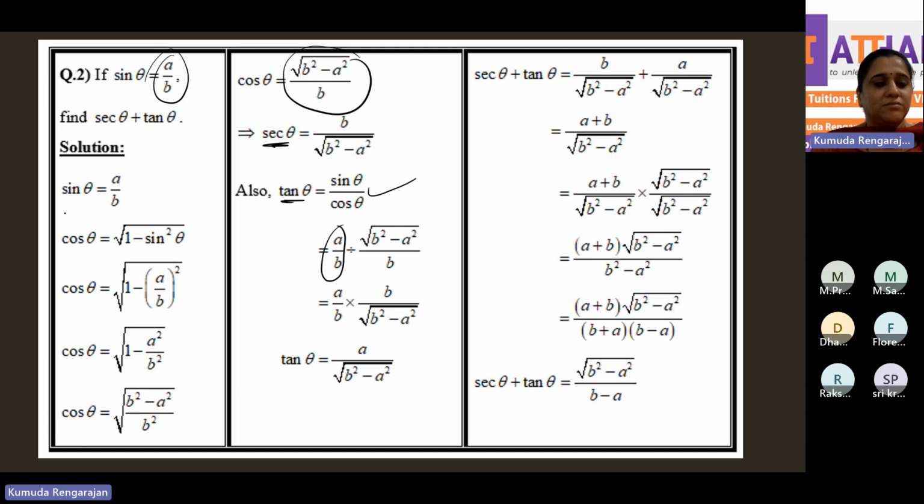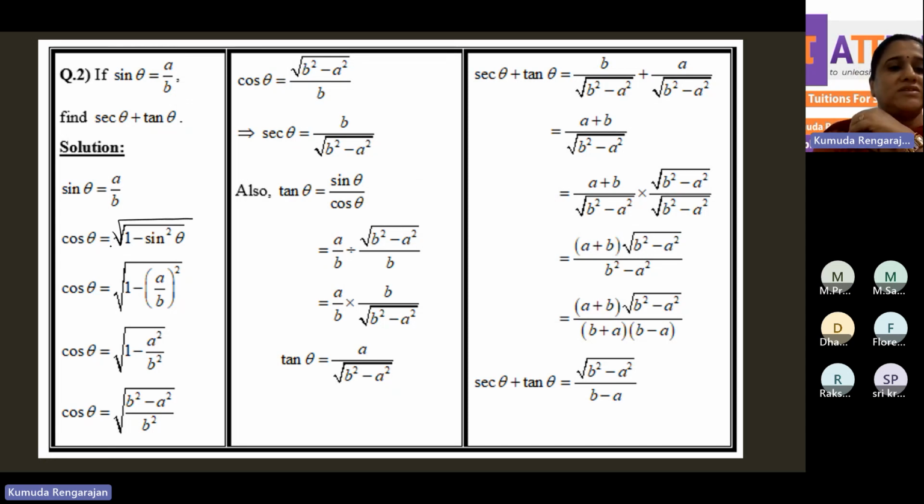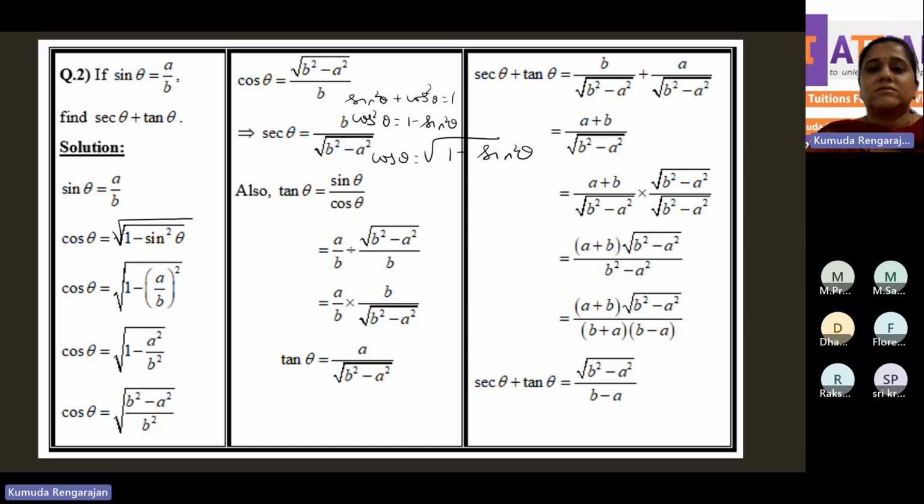Okay, 1 minute. Let me write this. In the interpretations of trigonometric ratios, I have given this: cos theta is root of 1 minus sine square theta. If you're wondering how I've written that, see here, sine square theta plus cos square theta is 1. So cos square theta is equal to 1 minus sine square theta. So cos theta is equal to square root of 1 minus sine square theta. Correct?